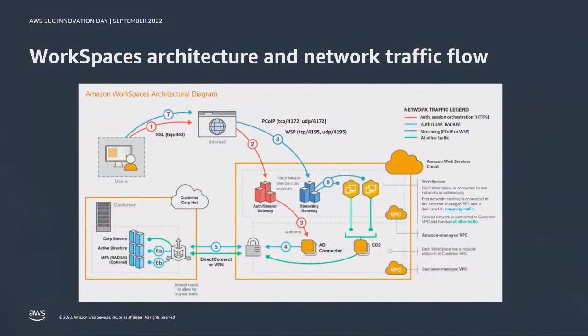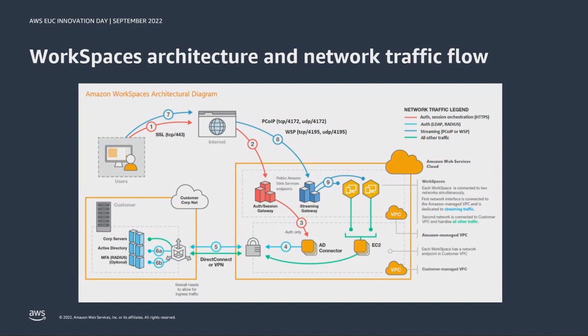And here is a diagram for Workspaces. This architecture diagram assumes that the customer is managing their own Active Directory in their corporate network, which is the orange box on the left bottom corner. And on the right side, that orange box is the AWS cloud. There are two VPCs in this box. On the upper side is the service VPC, which is managed by the Workspaces service. And on the bottom is the customer VPC.